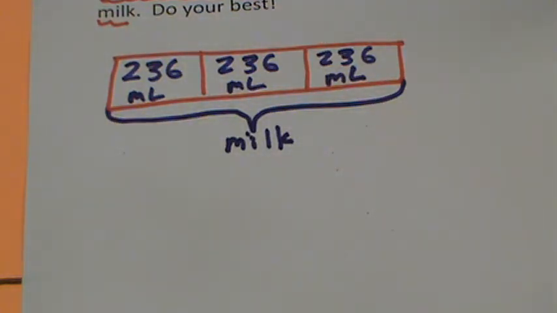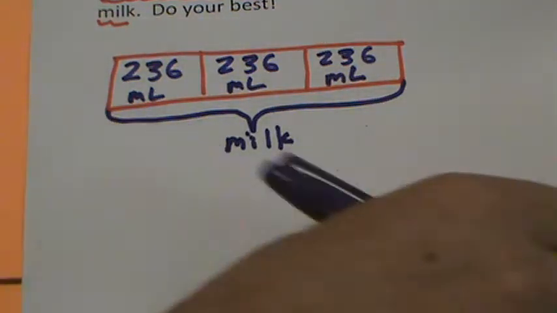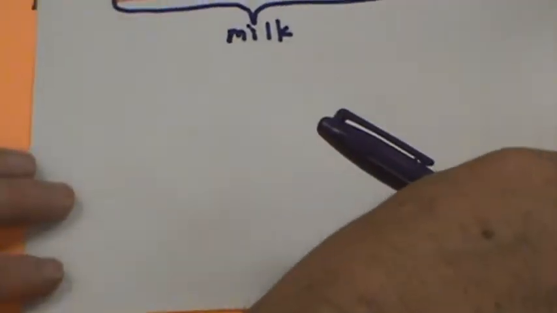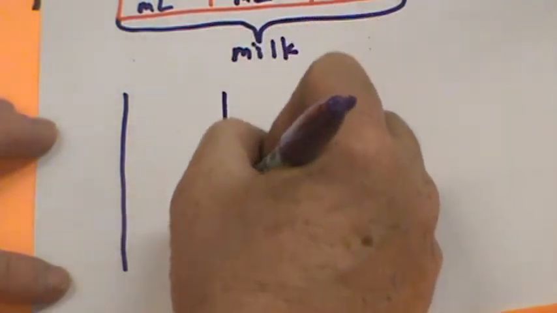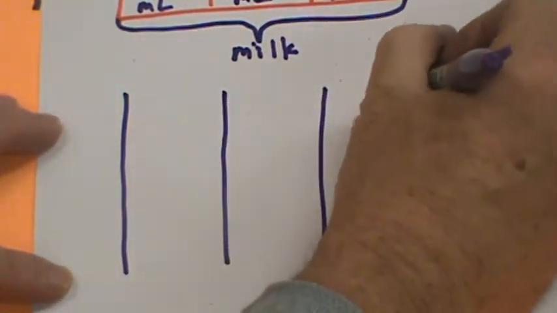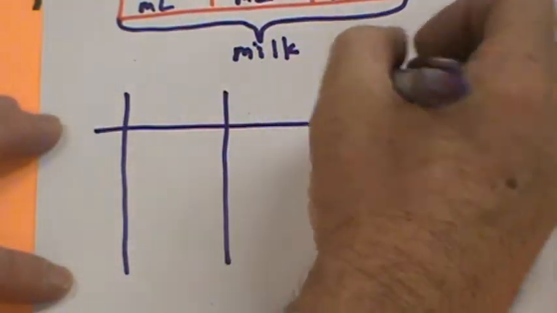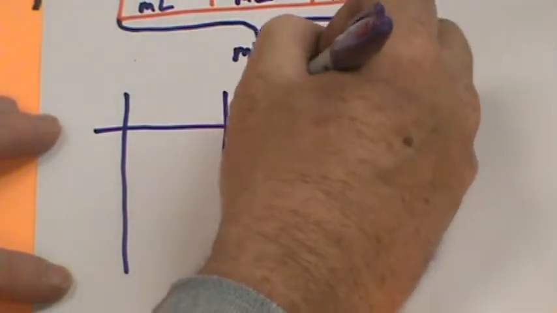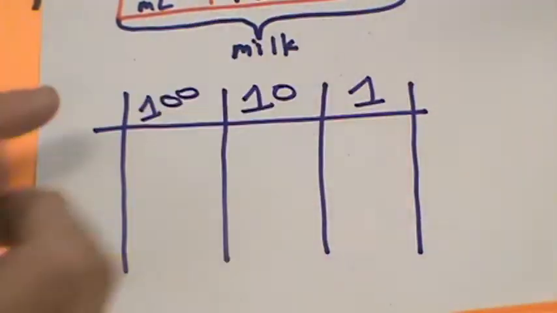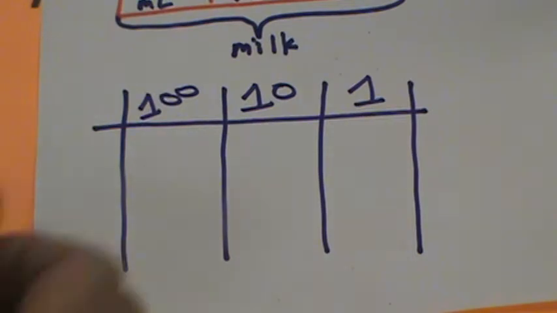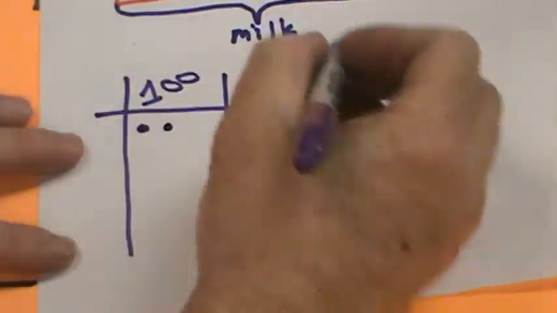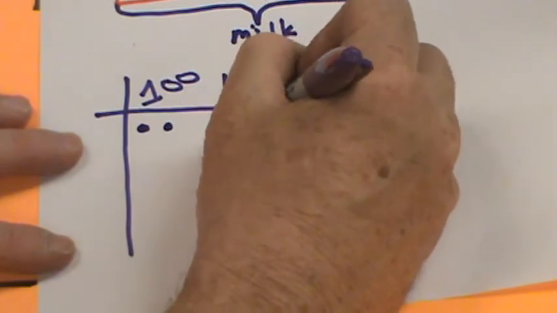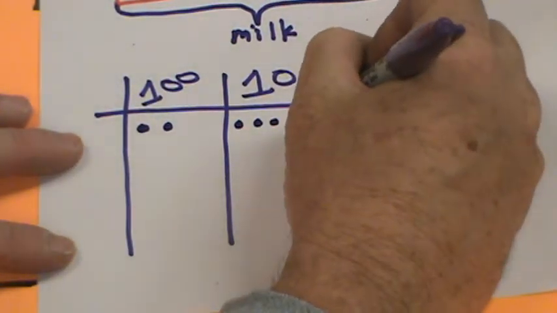Well, let's get out the old place value chart. Okay, we're going to go hundreds, tens, ones, 1, 10, 100. Here we go. Let's do 236. That's 2 hundreds, 3 tens, and 6 ones.